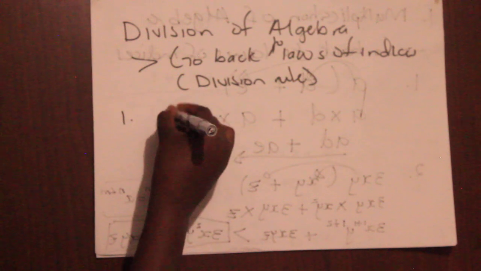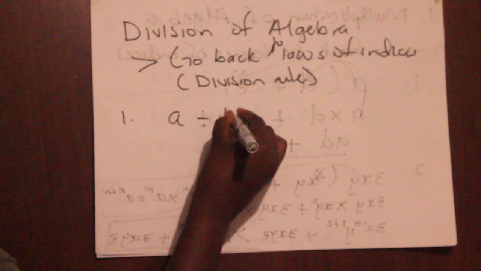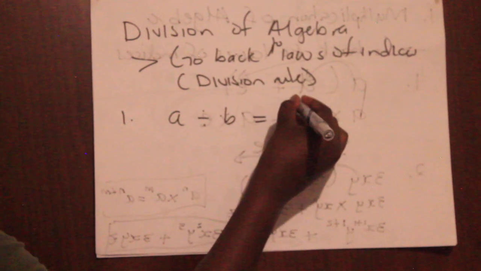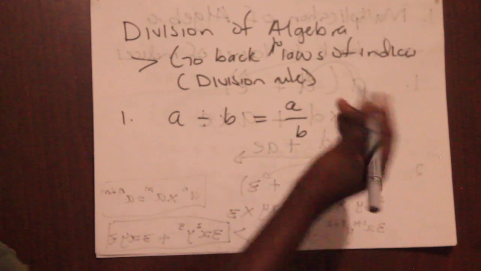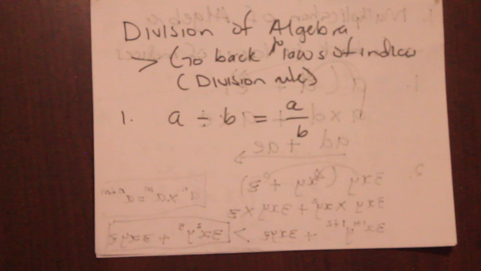So you have A divided by B. This is the same as A over B. Basically, it's just the same. What I've changed here doesn't change anything. It becomes A over B.